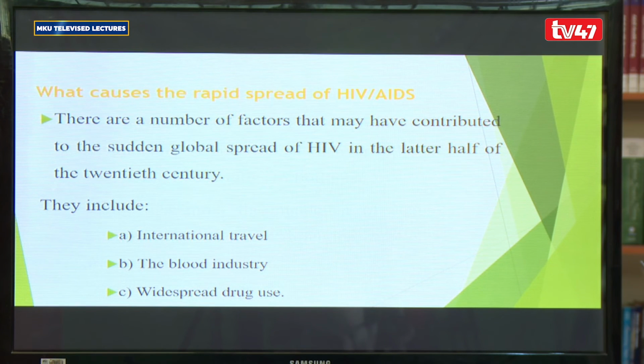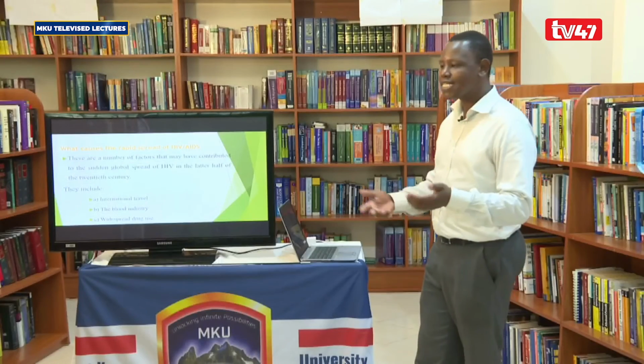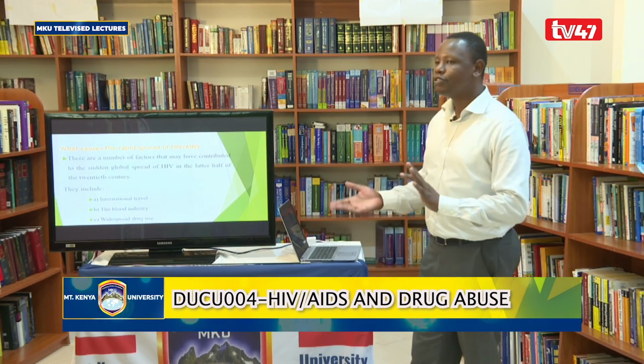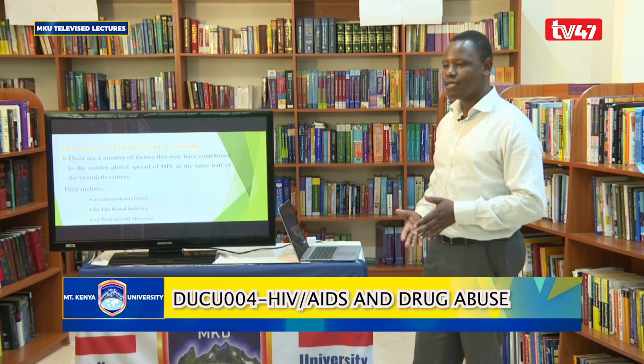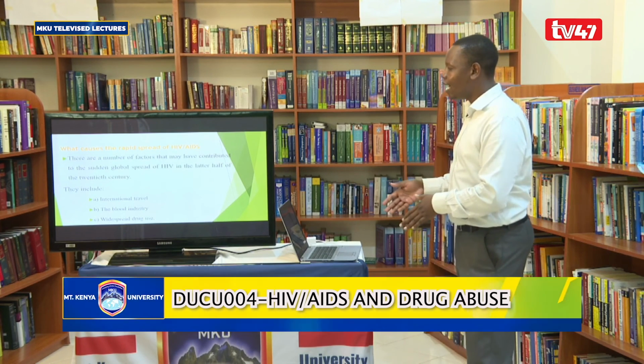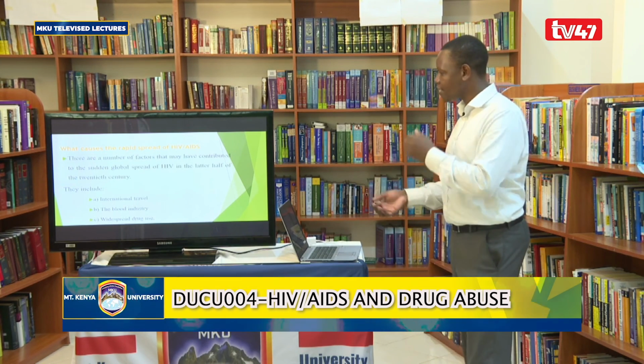Let's look at what causes the rapid spread of HIV. There are a number of factors that may have contributed to the sudden global spread of HIV in the latter half of the 20th century. They include international travel. When people travel from one country to another, we have socialization. And because there is more socialization, it might lead to a high spread of HIV. If one sleeps with an infected person, that person becomes infected.